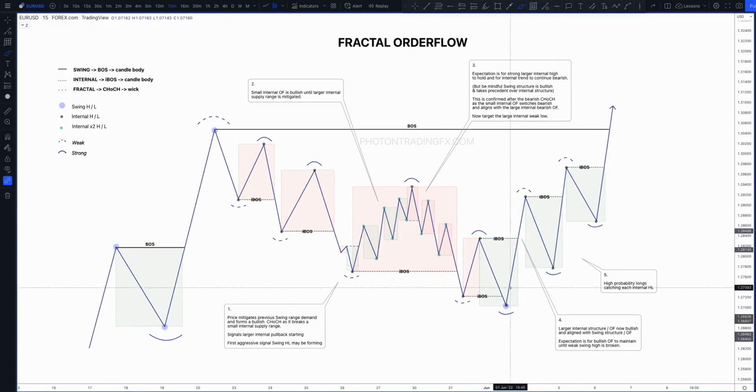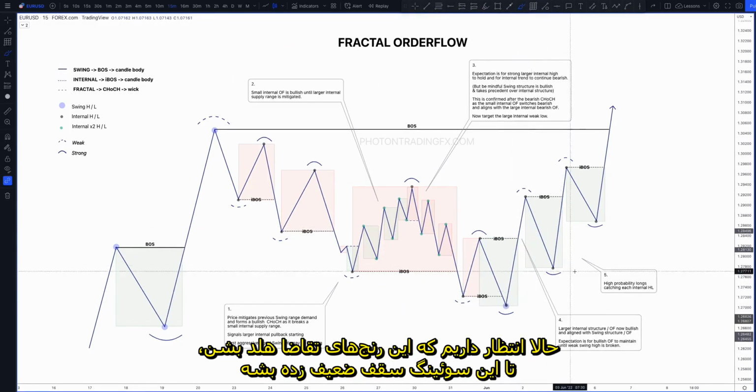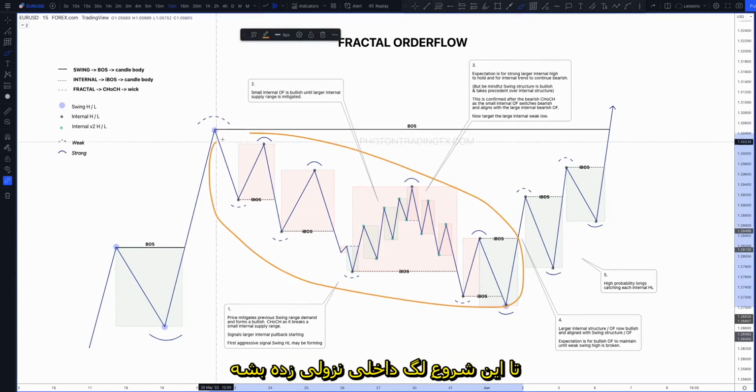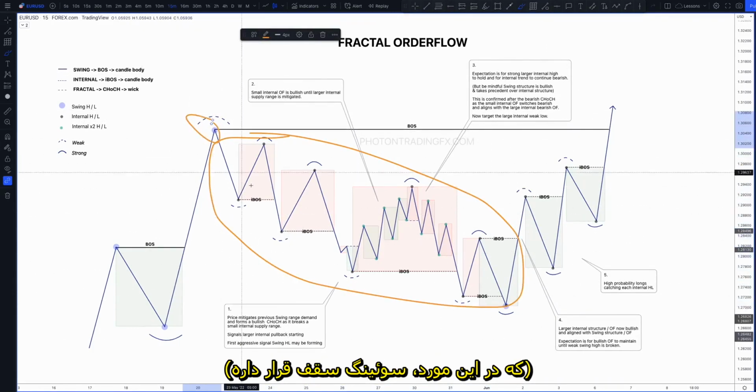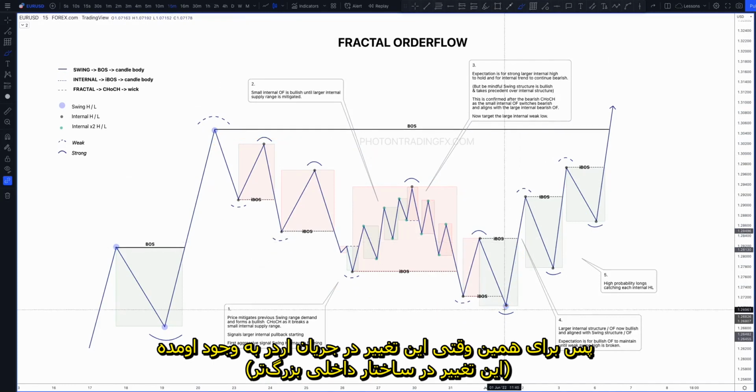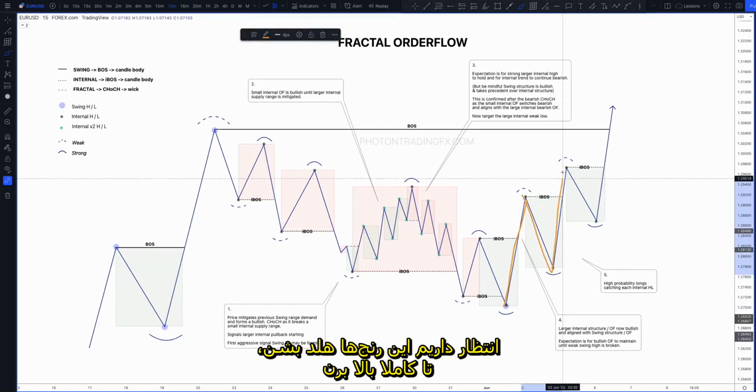So now what do we expect? Now we expect these demand ranges to hold until it takes out that weak swing high, right? Until it takes out the start of that bearish internal leg, which in this case is where the swing high is. So that's why, when we get that shift in bullish order flow, that shift in the larger internal structure, we now expect these ranges to hold until they go the whole way up.